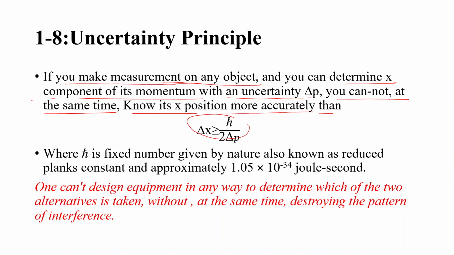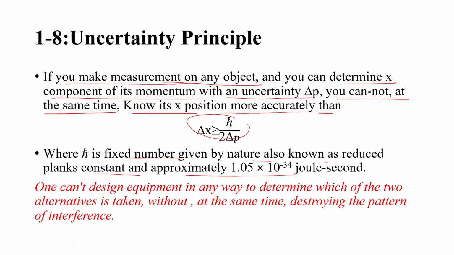Okay, where this h bar is a fixed number given by nature, also known as the reduced Planck's constant, which is approximately equal to 1.05 times 10 raised to the power minus 34 joule second. So in a simple sense, one can't design equipment in any way to determine which of the two alternatives is taken without at the same time destroying the pattern of interference. Okay, this is the uncertainty principle.